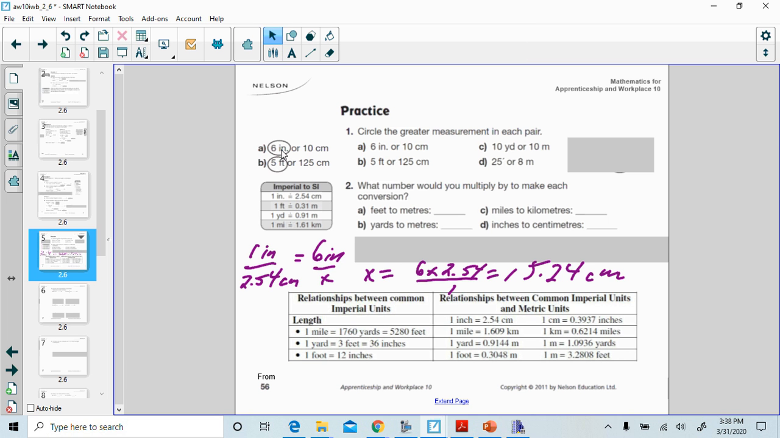So you can see 6 has been highlighted. Do the same kind of work to figure out which one is larger for the other ones.